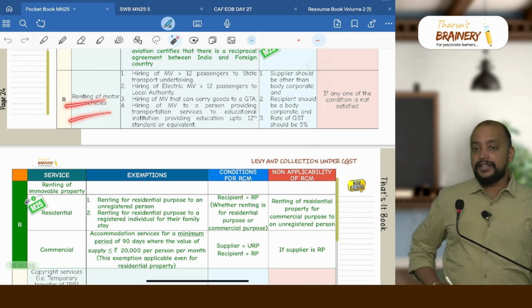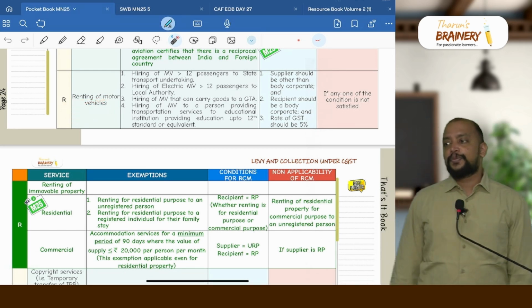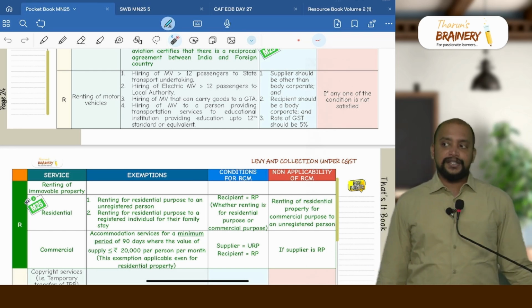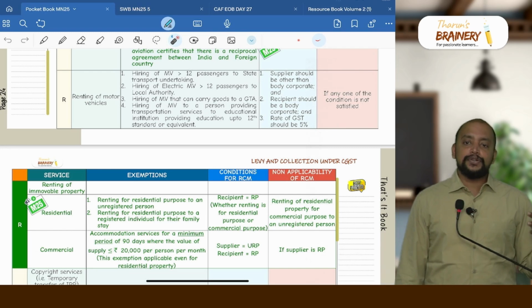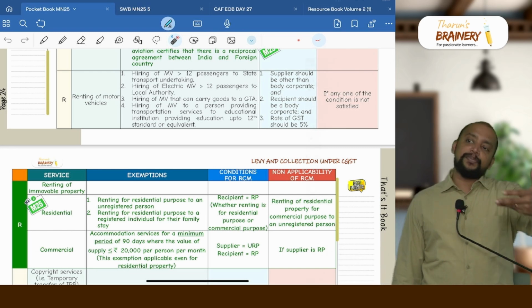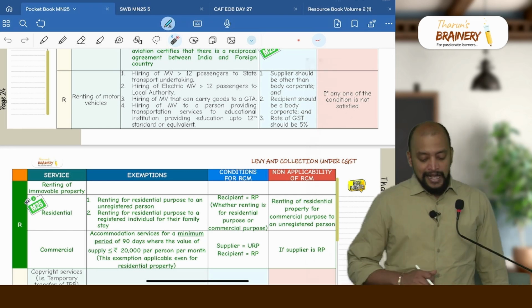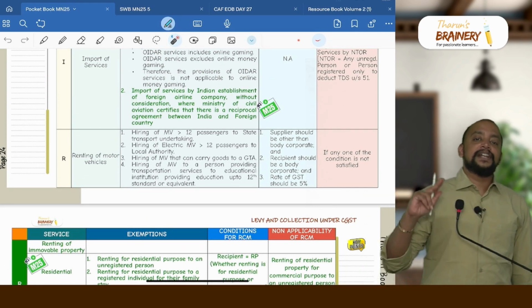renting of motor vehicles. For exemption: a motor vehicle that can carry more than 12 passengers to a state road transport undertaking, renting of an electric motor vehicle that can carry more than 12 passengers to a local authority, a motor vehicle that can carry goods to a GTA, and a motor vehicle which is a bus given on rent to a person who in turn provides transportation services to an educational institution up to 12th standard or equivalent. See, this particular test 2, again questions will be there on exemptions also.